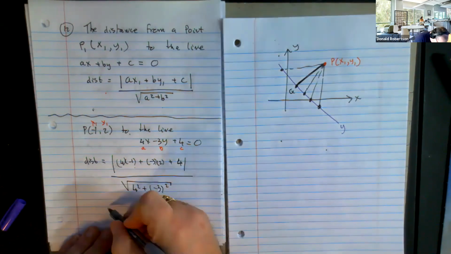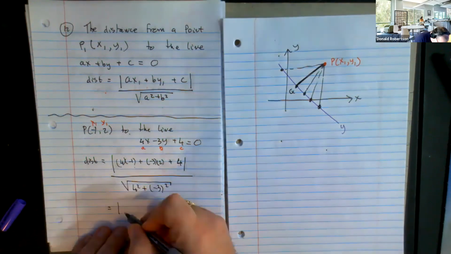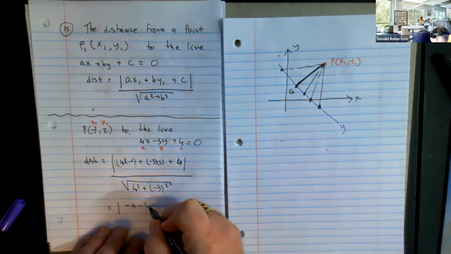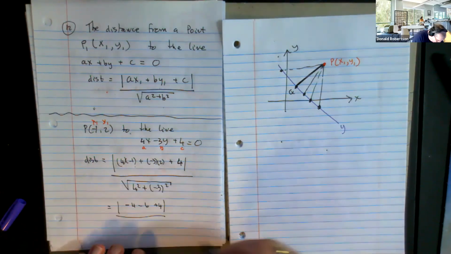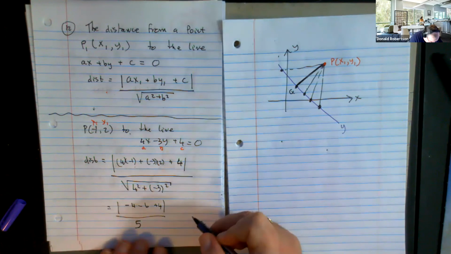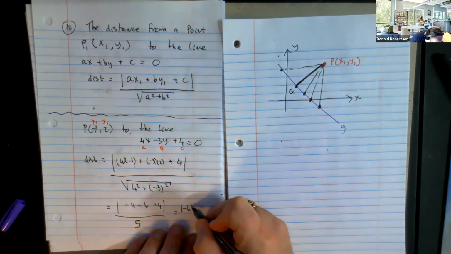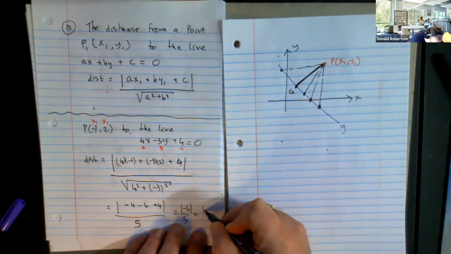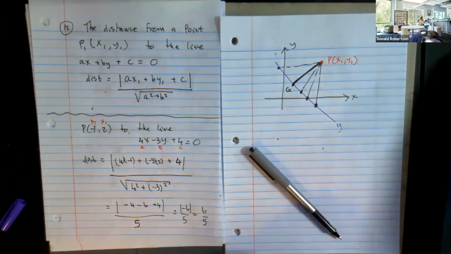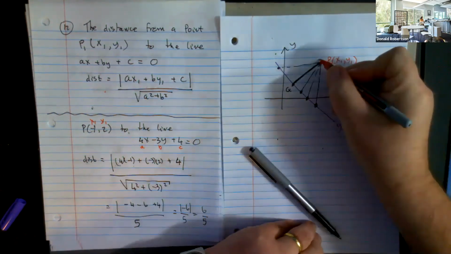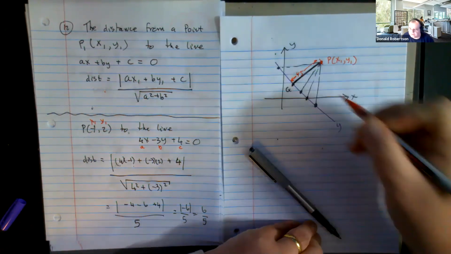Let's see what that gets us. -4, -6, and 4. And that's 16 add 9, which is 25, and the square root of 25 is 5. That's -6 on the top over 5, but the absolute value makes it 6/5. So if you wanted to know the distance from here to here, it's 6/5.